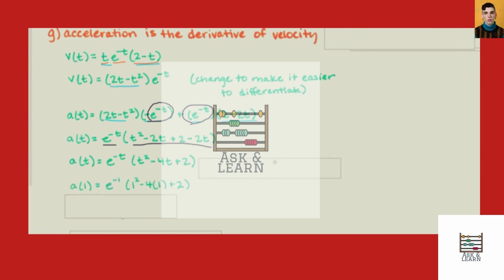Now we want to find the acceleration at time 1, so we substitute 1 into that, and we get negative 1 over e, and the units would be feet per second squared.